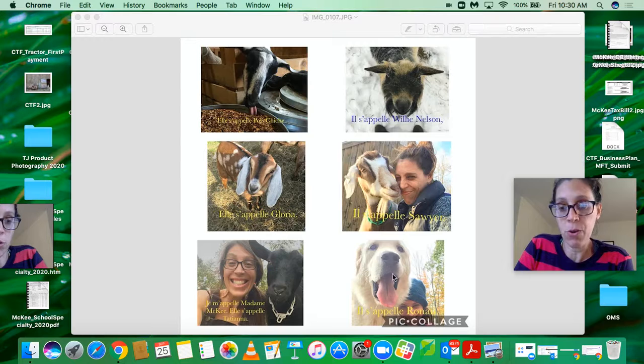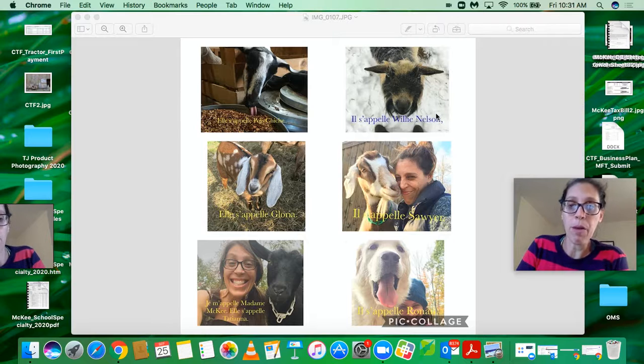So I did goats, of course, and a dog. So I have my girls on the left-hand side, my boys on the right-hand side. I have 6 pictures, and I just have their names labeled, right? Elle s'appelle Pois Chiche. Her name is Pois Chiche, which means chickpea in French. Elle s'appelle Gloria. Her name is Gloria. Oh, I put me in there. Je m'appelle Madame Mickey. Elle s'appelle Tatiana. Oh, her name is Tatiana.